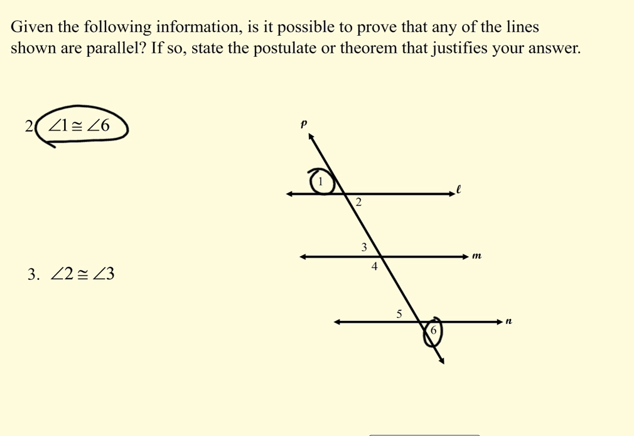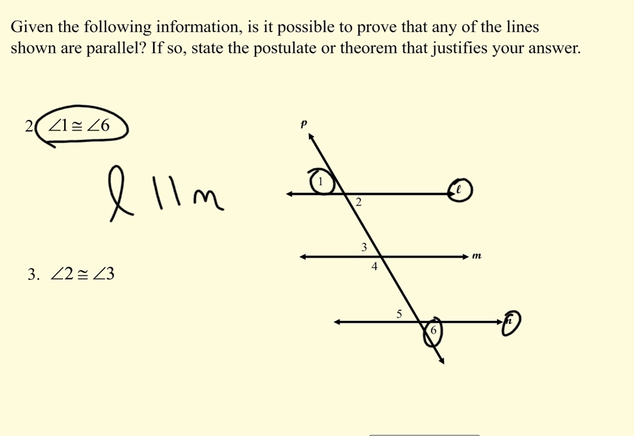1 and 6 are both exterior angles. They are on opposite sides of the transversal, so they would be alternate exterior angles. But here's the thing. All this shows me is that L and N are parallel. That's it. I basically completely skip over M. That is all I know.